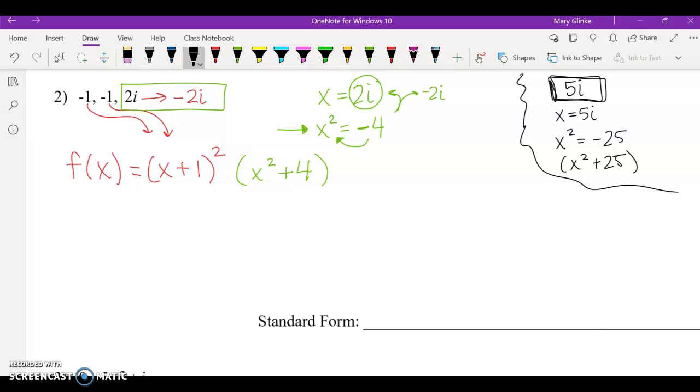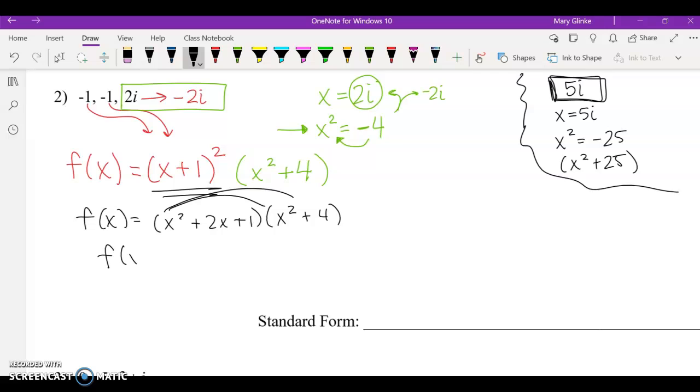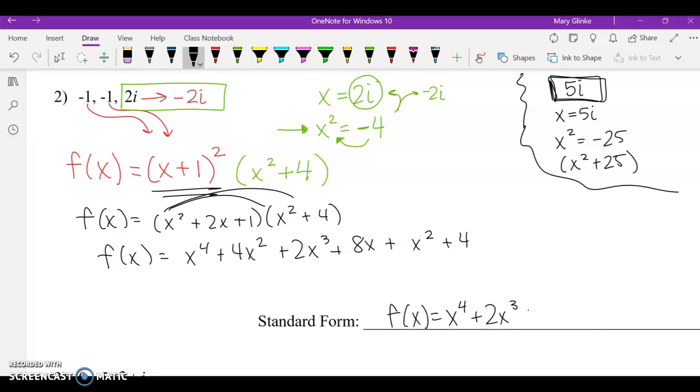Now we have to take this and go ahead and distribute this. So I'm going to start by distributing the x plus 1 squared, which is not x squared plus 1. It is x squared plus 2x plus 1. Then we're going to go ahead and distribute from there. And combining like terms gives us x to the fourth plus 2x cubed plus 5x squared plus 8x plus 4.